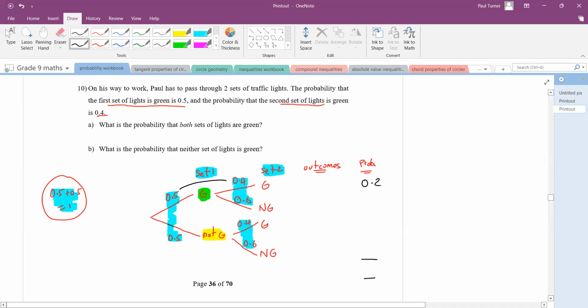So 0.2, 0.3. The outcome was green, green, green, not green. This outcome was not green, green, and not green, not green. If they're both green, you'll be lucky, won't you? So, okay, not green, green. So 5, 4, so 0.2 again. And not green, not green. 6 5s are 30, 0.3. So when you add those decimals, you can see you get 1.0.